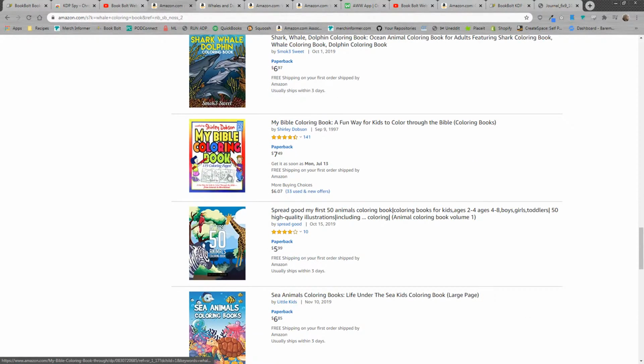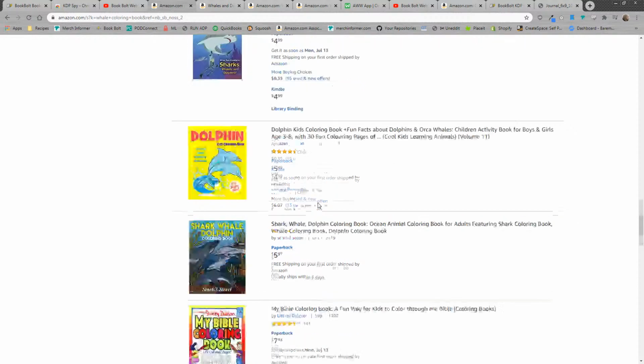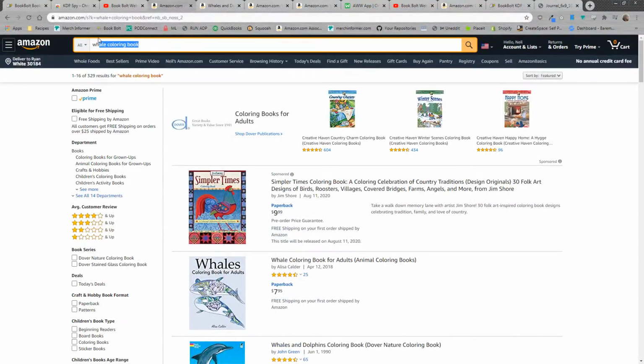My Bible coloring book. Okay, my Bible coloring book. Is someone looking for a whale coloring book going to buy a Bible coloring book? Probably not. So make sure you're actually looking through this type of stuff. Whale coloring books are harder to create. They're low content, but they take a while. But spending that little bit of extra time is going to pay off.